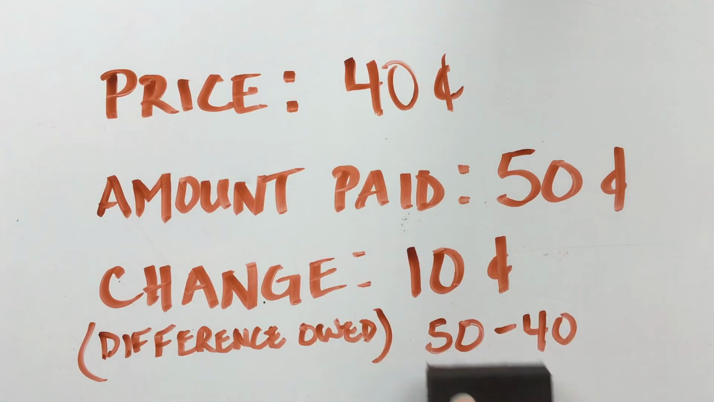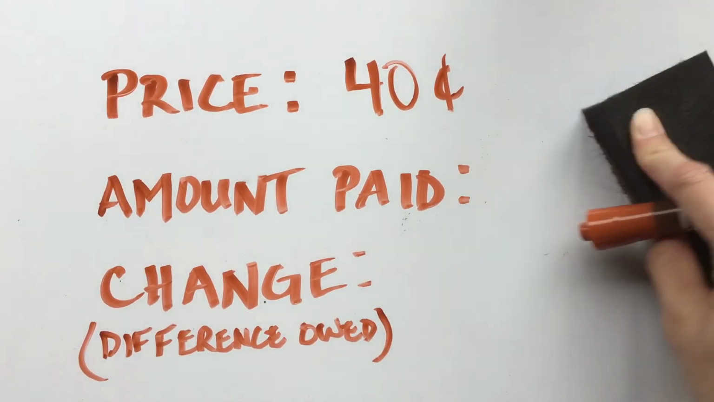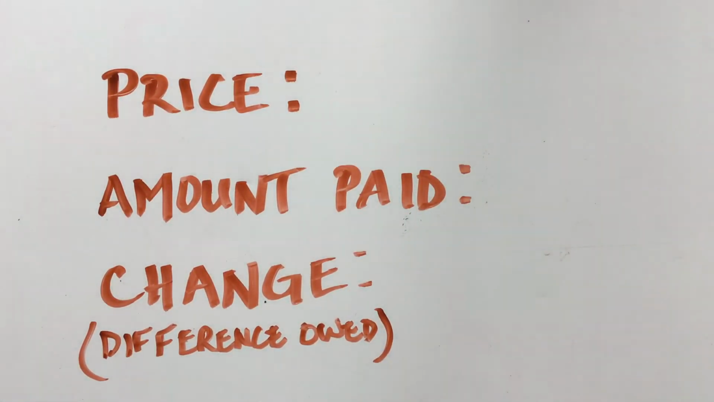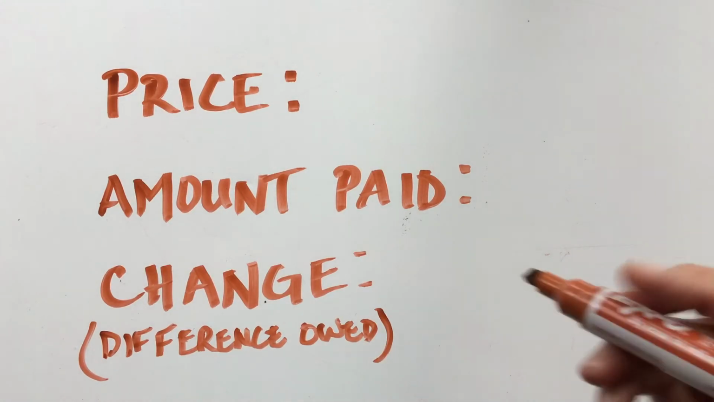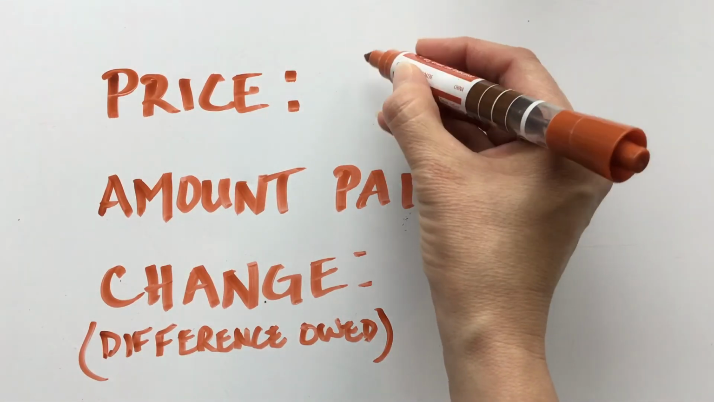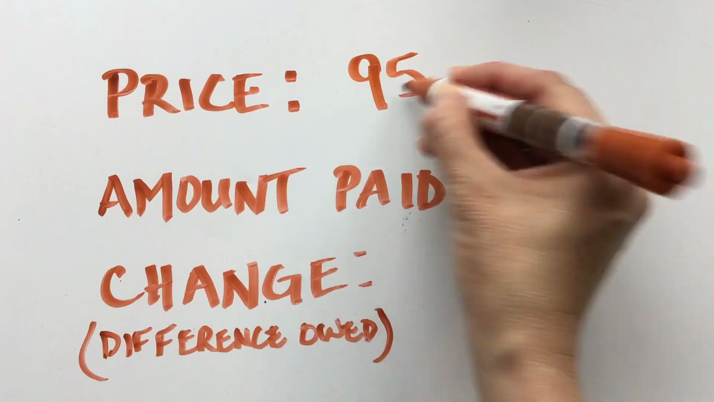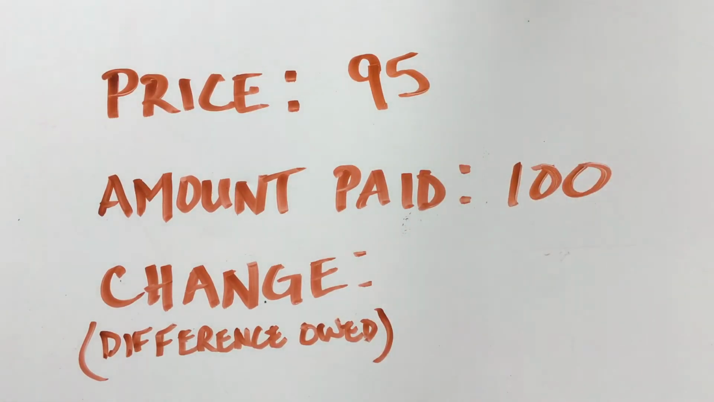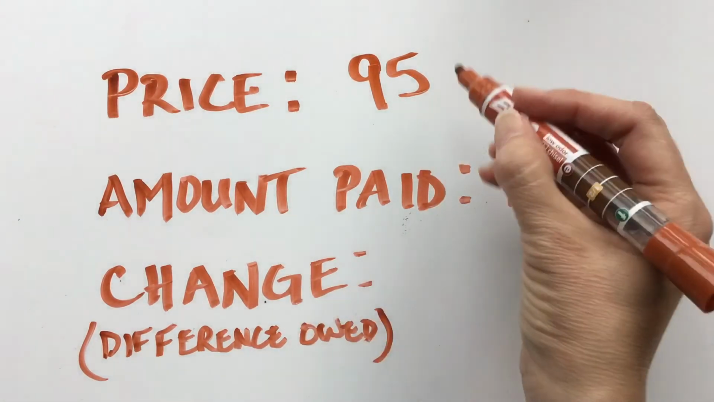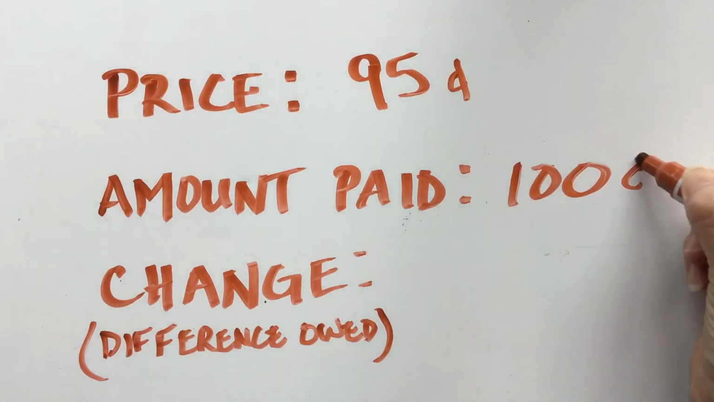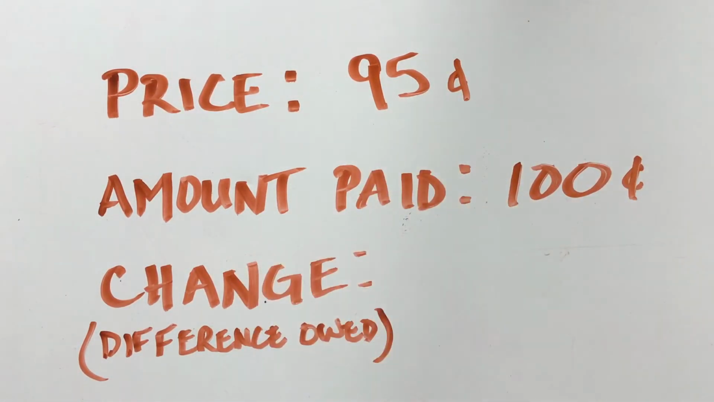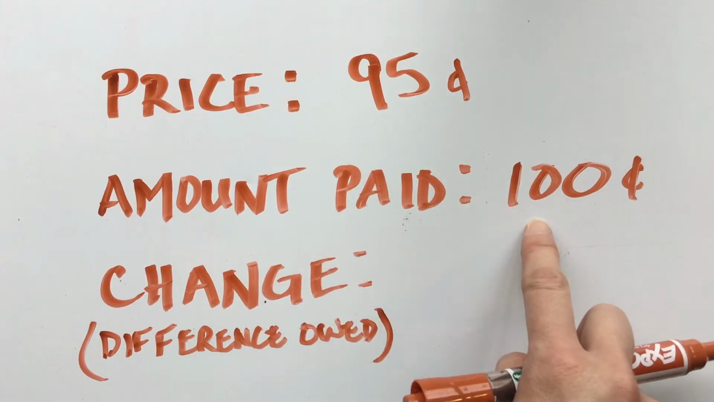All right, let's take a look at another example, because you're going to be doing a few of these on page 133 in your Jump Math book. What if an item cost 95 cents? You paid with a loonie, 100 cents. I want to know the difference between 95 and 100. Again, put 95 in your head and count up to 100.